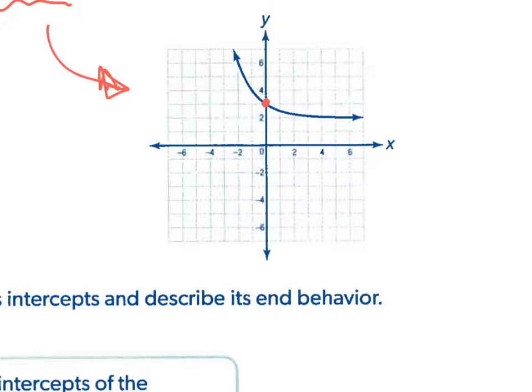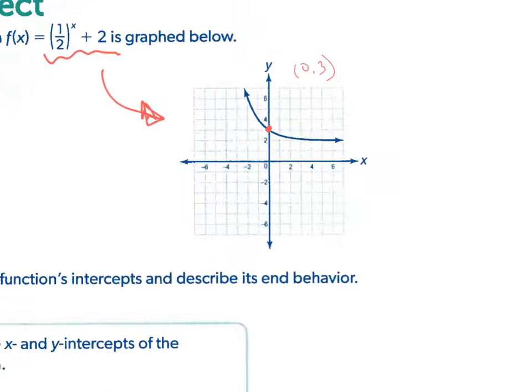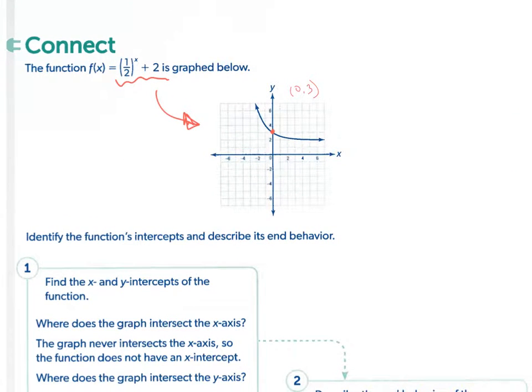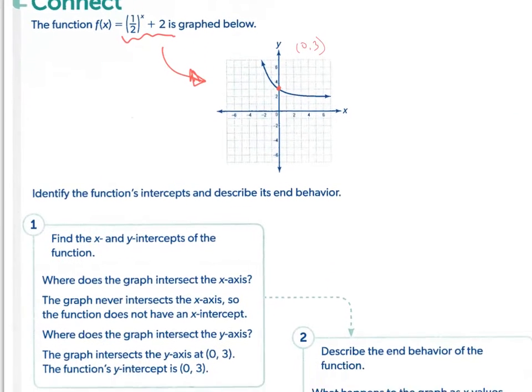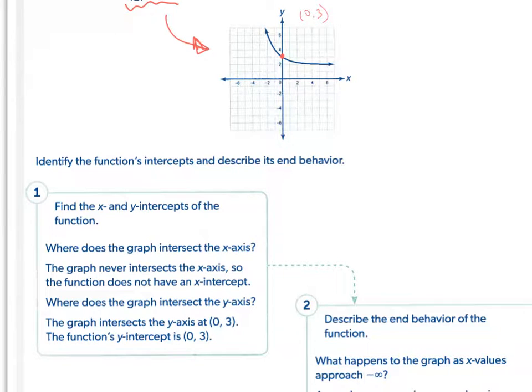All right, so right there's my y-intercept. That's going to be at (0, 3). Do I see an x-intercept? Well, not in this graph. Maybe if I zoomed out, we could see it. But I'm going to say this is going to be one of those graphs where we don't have an x-intercept.